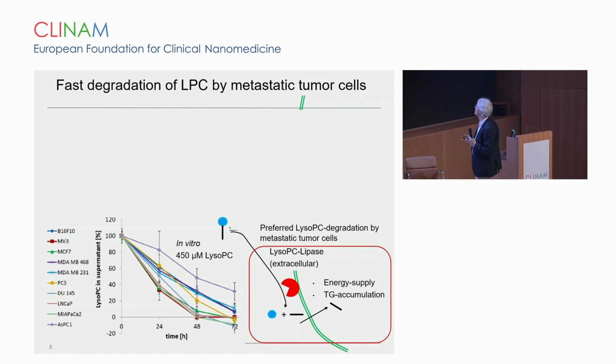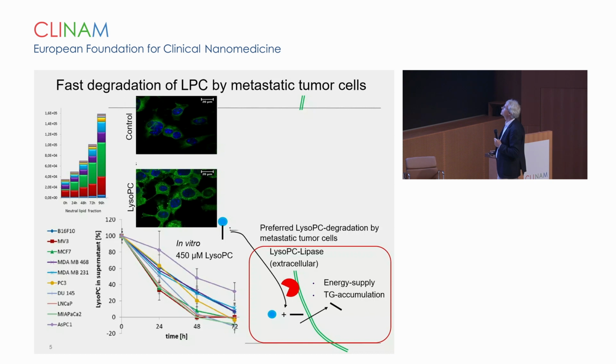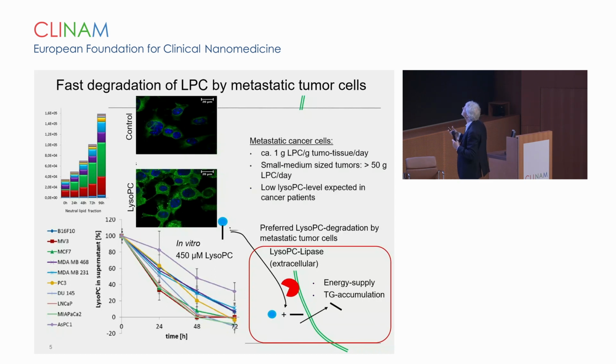At the same time, there is an accumulation of triglycerides in the cells because the fatty acids were taken up by the tumor cells, and you can see the increase in triglycerides over time. And there are also pictures from microscopy studies. At the top, this is the control. Below is the Lyso-PC-treated cells. This is a B16F10 cell, and we stain these cells with BODIPY. Then you can see the lipid droplets, and you clearly can see the thousands of lipid droplets which are in the cytosol.